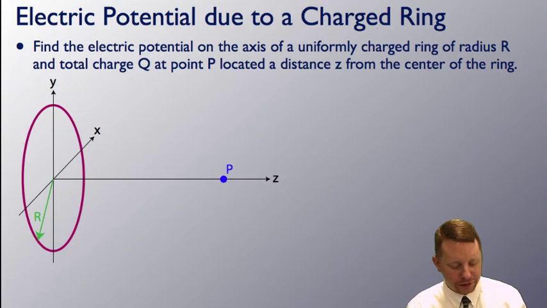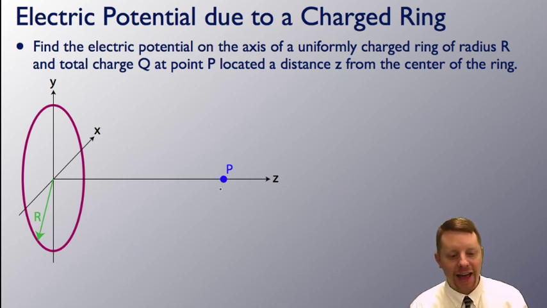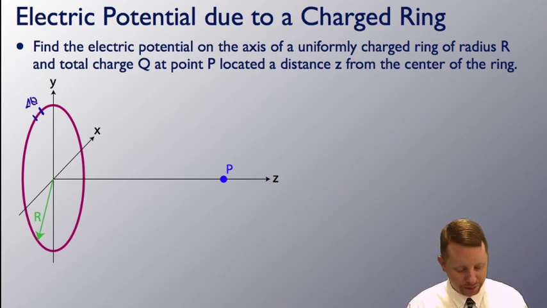Our first question: find the electric potential on the axis of a uniformly charged ring of radius r and total charge q at some point P located at a distance z from the center of the ring. Well, our strategy here is going to be to add up all the little potentials from little pieces of charge as we go all the way around the ring.